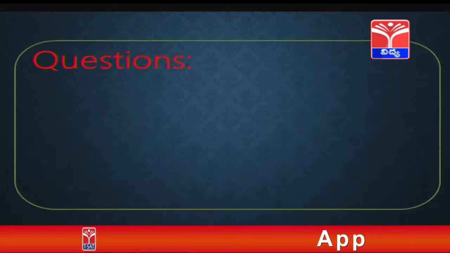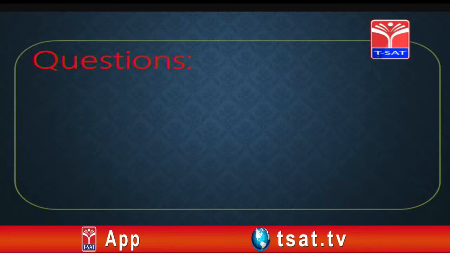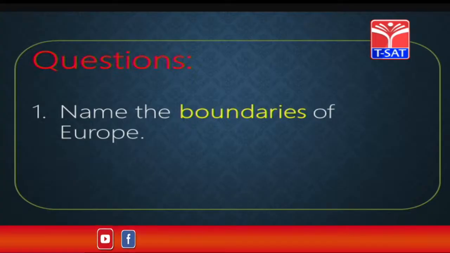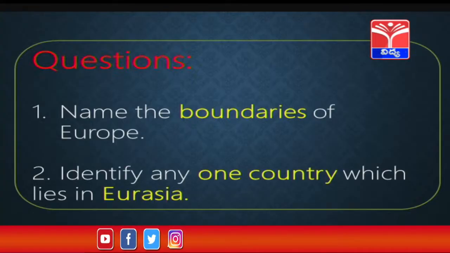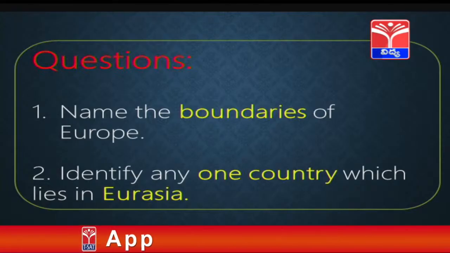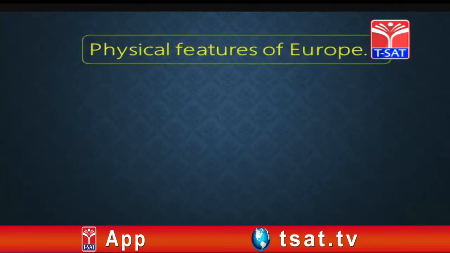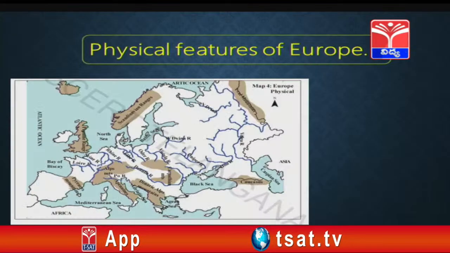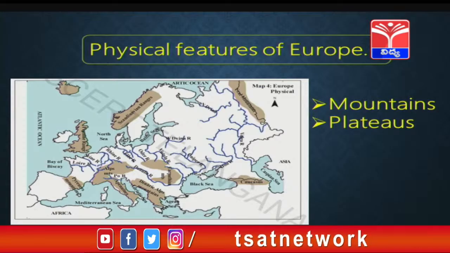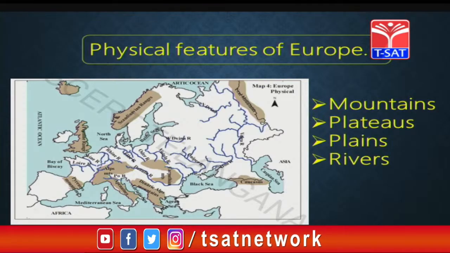Children, let us have some questions based on what we have learned so far. First one, name the boundaries of Europe. Second one, identify any one country which lies in Eurasia. Let us see the physical features of Europe in detail. Physical features consist of mountains, plateaus, plains, rivers.